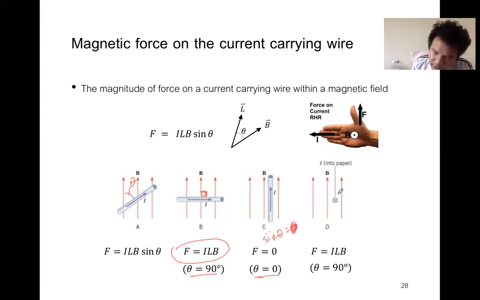Okay, and for this case, if I is pointing into the paper, we still consider the angle as perpendicular, so that we have the force acting with the magnitude ILB. And according to the right hand rule, I think the force should be towards the right hand side.